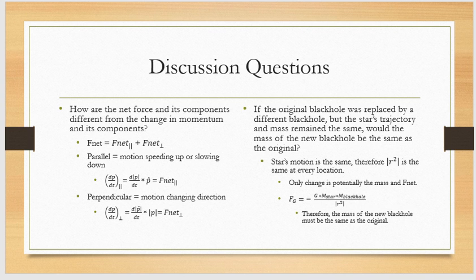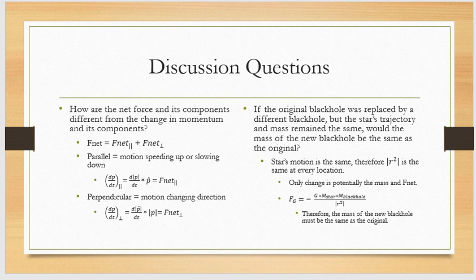For the second question, we were asked to analyze a potential difference in the calculated mass of the black hole if it were to be replaced by an entirely different black hole. In this scenario, it is assumed that the gravitational force is the only force acting on the star. The star is the same as before, with the same mass, and the path of motion is still the same. Because of this, the distance squared is still the same at every point.